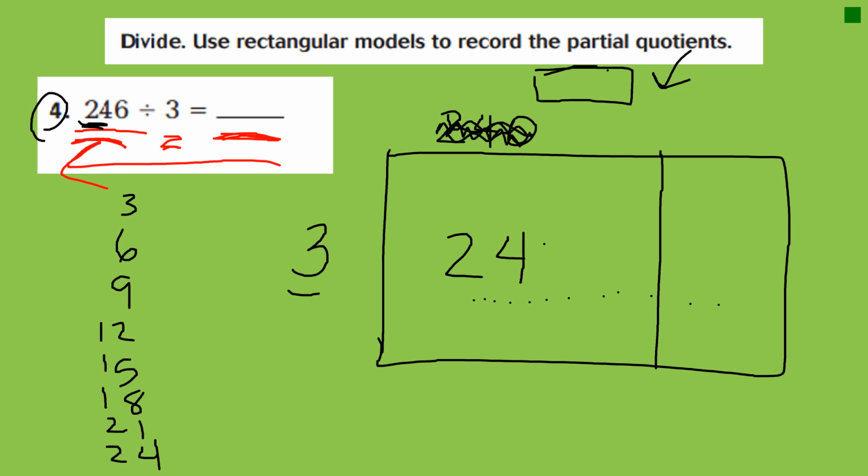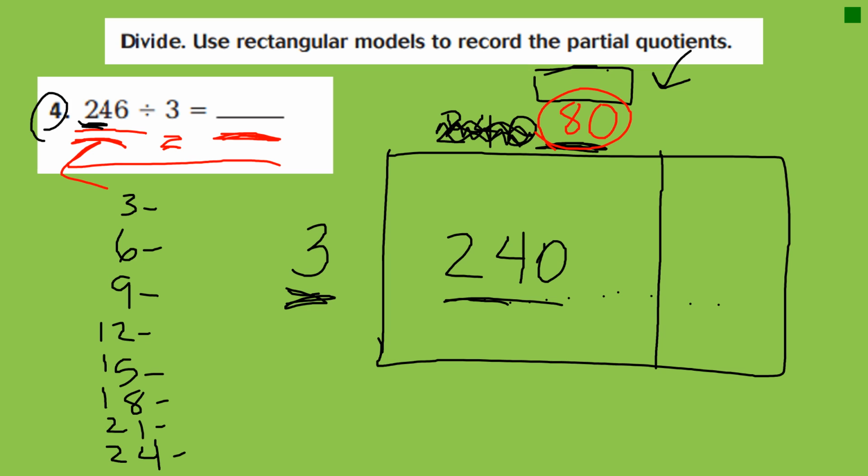240 right there. Okay, because what we're trying to remember is 3 times what is going to get us 240. Okay, so 3 times 1, 2, 3, 4, 5, 6, 7, 8. 3 times 8, and of course 3 times 8 is 24. 3 times 80 is 240. So we just found part of the quotient, 80.